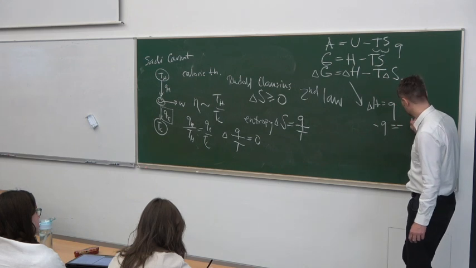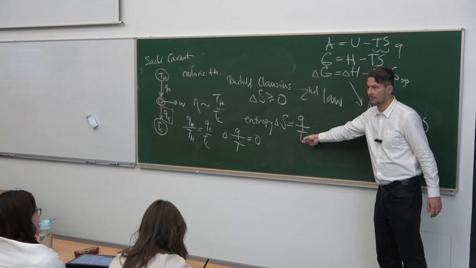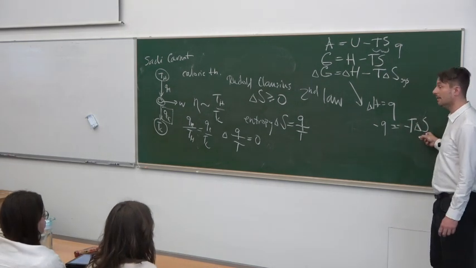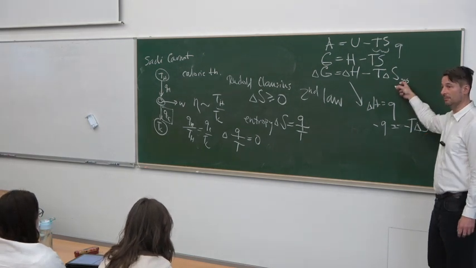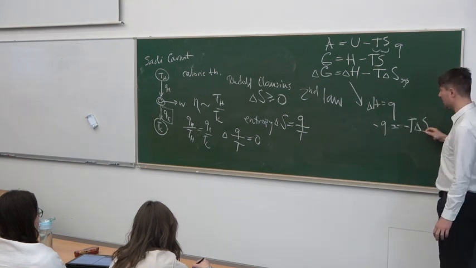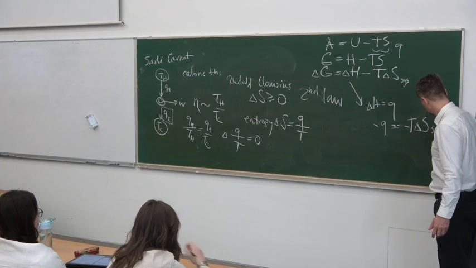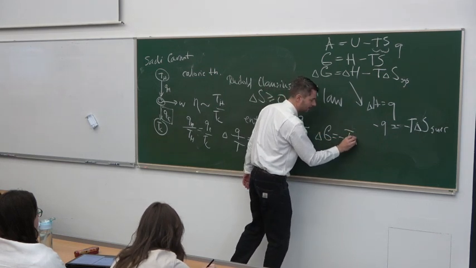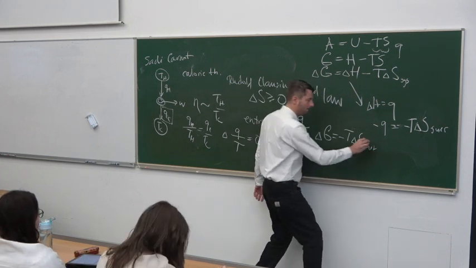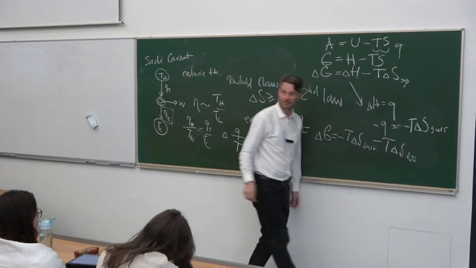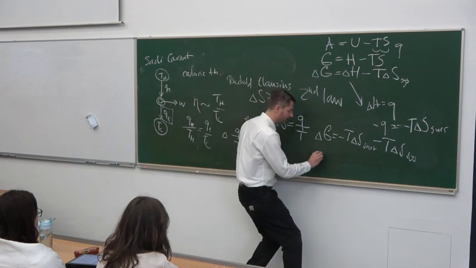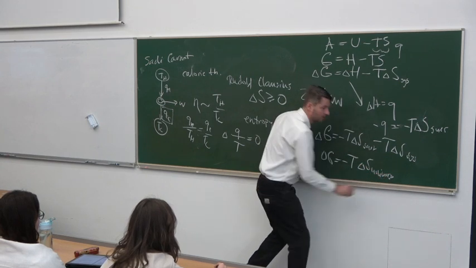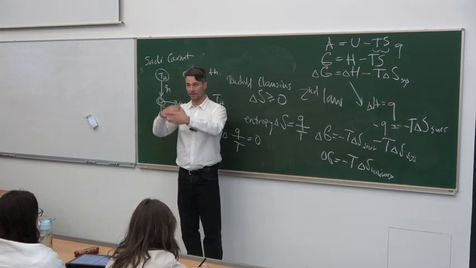And minus Q is equal to minus T delta S, obviously. But this time, this entropy is not the entropy of the system, because we changed the perspective. By changing the sign, we changed the perspective. This is actually the entropy of the surroundings of the system. So if we go back, we get delta G is equal to minus T delta S surroundings minus T delta S system. And if we put it together, delta G is equal to minus T delta S universe. Because there's nothing else. There's a system and the surroundings, and if we put it together, it's the universe.